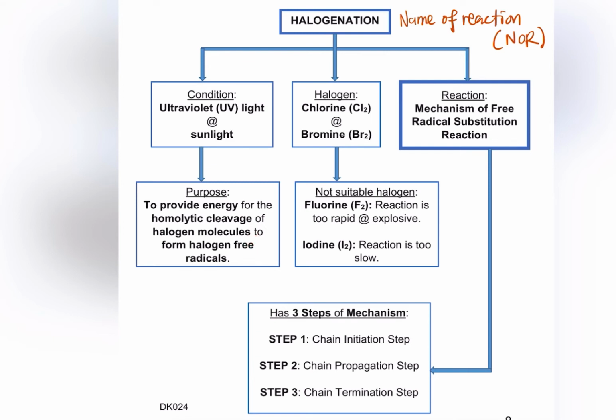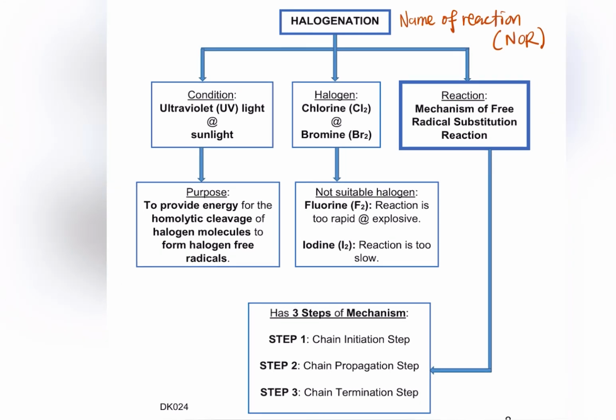And next, because the name of the reaction is halogenation, it means that we need a halogen to make this reaction happen. The usual halogens that are used are chlorine, Cl2, or bromine, Br2. Why can fluorine or iodine not be used? Because fluorine makes the reaction too rapid and can cause an explosion, while iodine makes the reaction too slow. So we cannot wait a long time for the reaction to happen. So that's why only chlorine and bromine can be used.